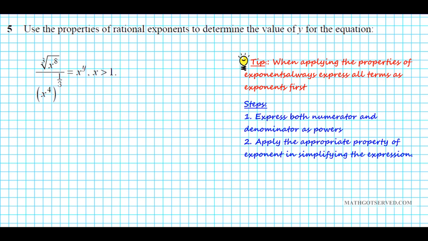All right, let's take a look at problem number 5. It reads, use the properties of rational exponents to determine the value of y for the equation: the cube root of x to the 8 over x to the 4th, raised to the 1/3 power, equals x to the y.